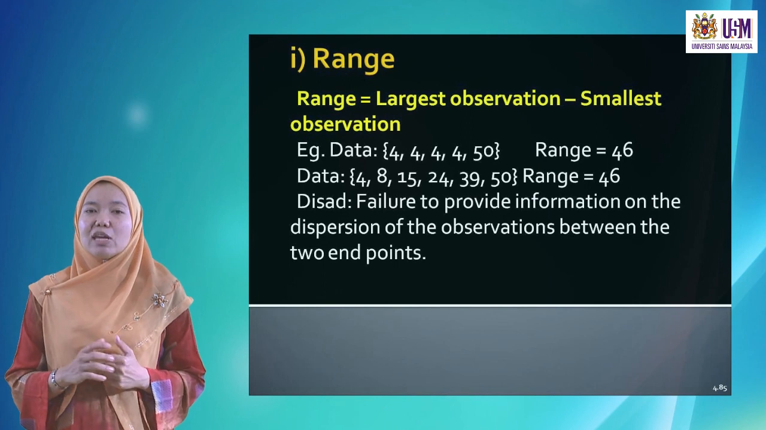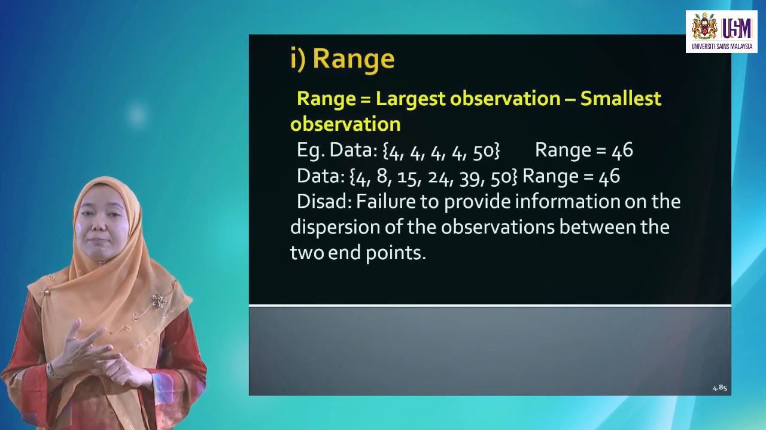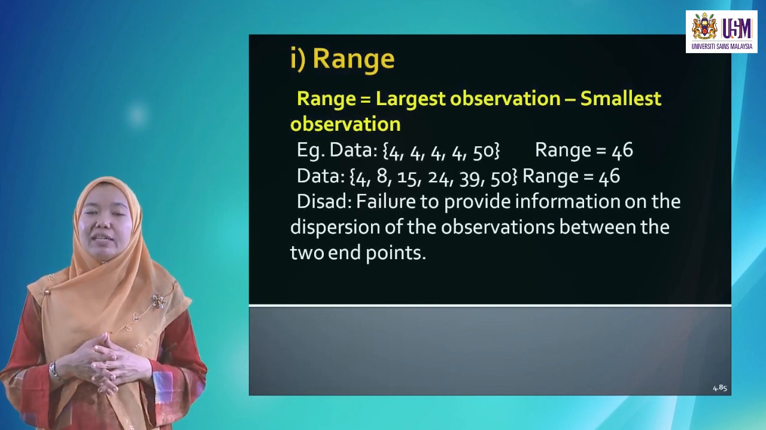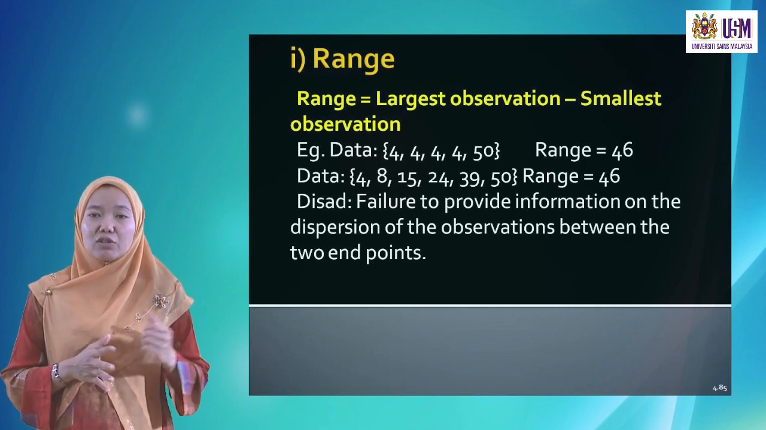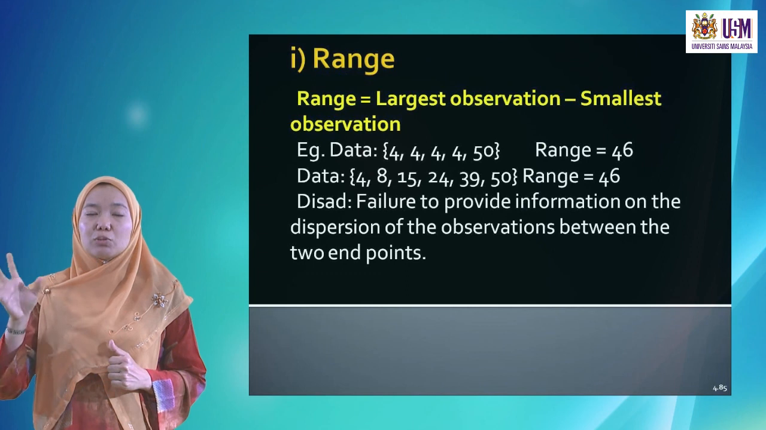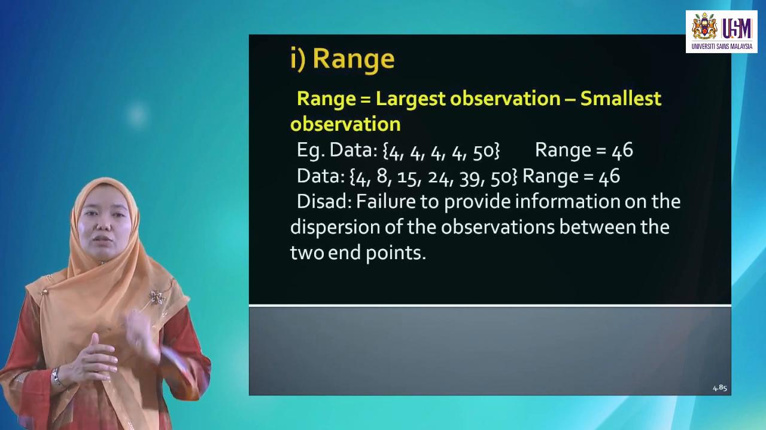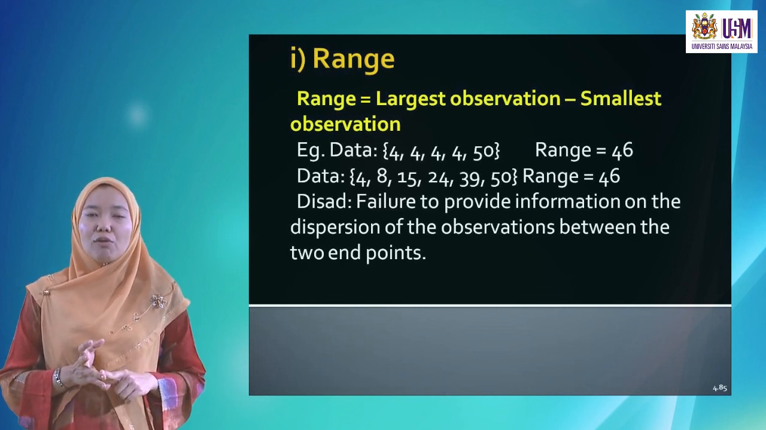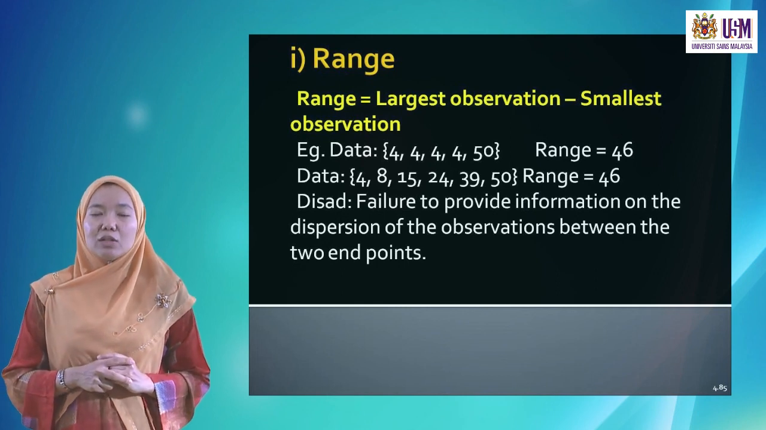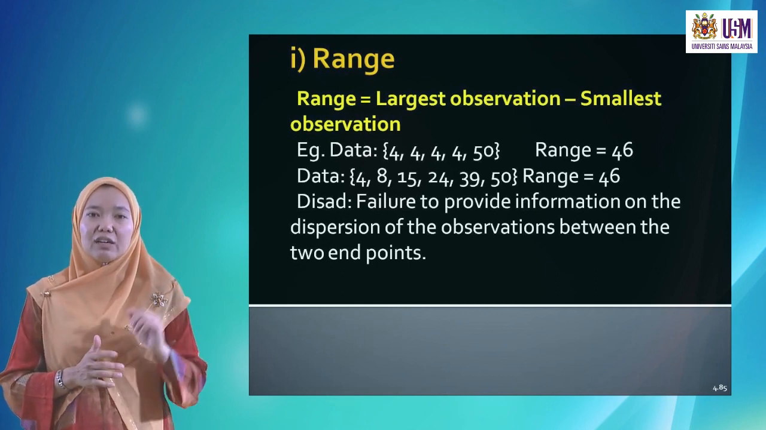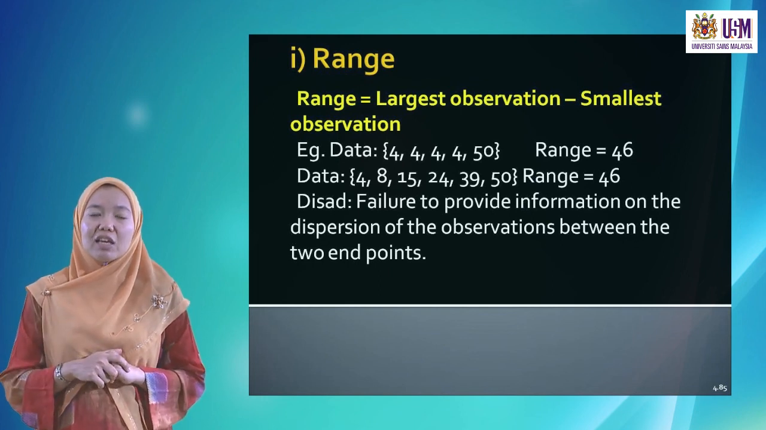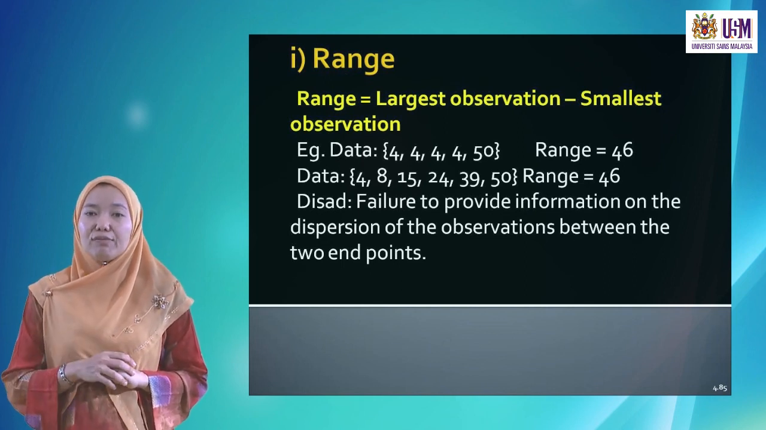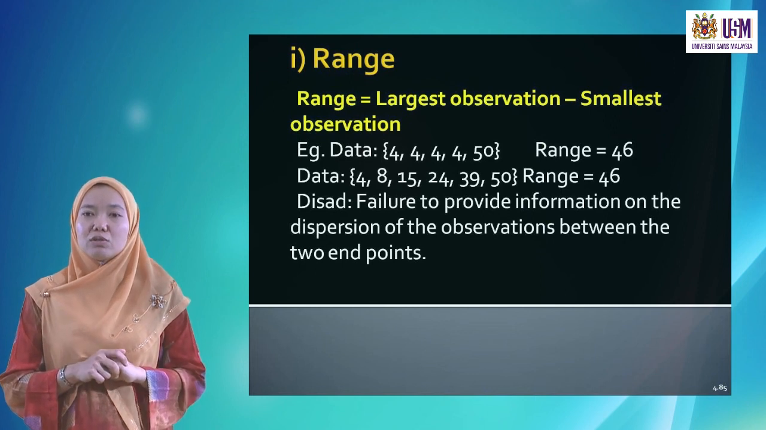Now, to calculate a measure of variability, we start with the simplest formula, by looking at the range. What is the range? Range is simply the distance between the largest or highest observation and the smallest or lowest observation. Look at the example given there. You have the data observations 4, 4, 4, 4 and 50, so you have four observations with the same value, 4, and one extreme value, 50. The range for this data is 46. How do you get 46? You take 50 minus 4, the smallest observation, so you get 46.